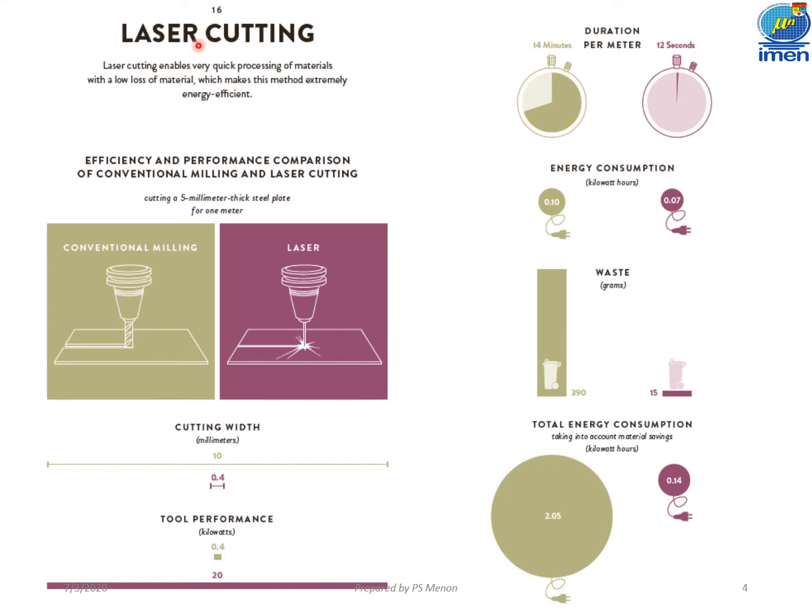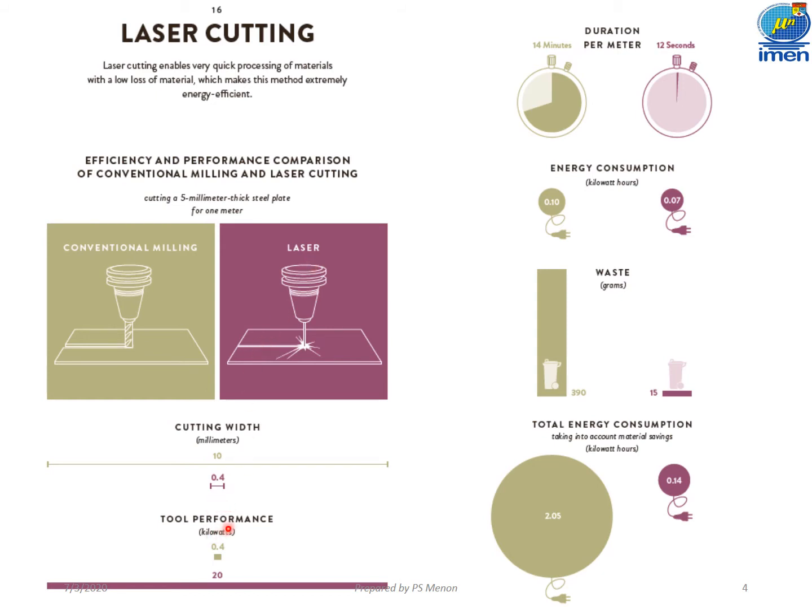Laser cutting. Laser cutting enables very quick processing of materials with a low loss of material, which makes this method extremely energy efficient. So you have an efficiency and performance comparison of conventional milling and laser cutting. This shows the cutting of a 5 mm thick steel plate for 1 meter using the conventional milling technique and also the laser. Let's compare in terms of the cutting width. If you're using conventional milling, which is in green, the width is very huge, 10 mm. But if you're using a laser, the width is very small, only 0.4.